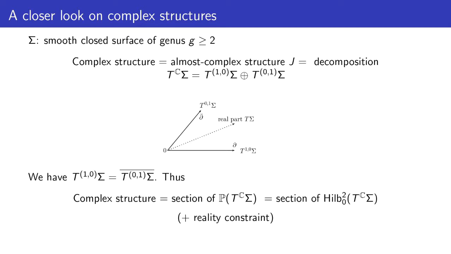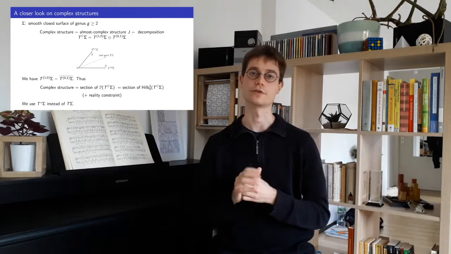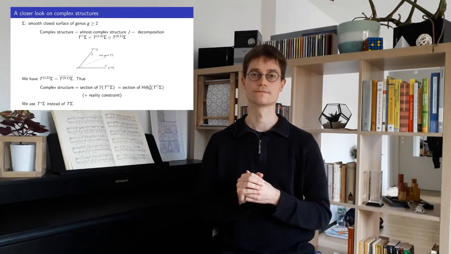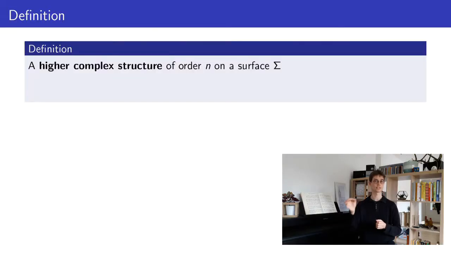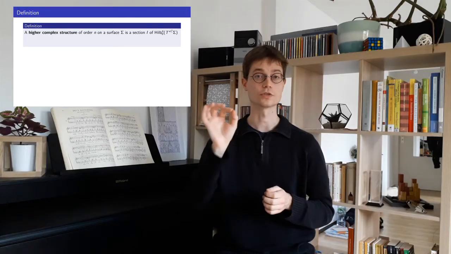But we have to change one thing. We will replace the tangent bundle by the cotangent bundle, because we will need the symplectic structure of the cotangent bundle later on. So here we go for the definition of the higher complex structure. The higher complex structure is a section of the zero fiber of the n-point Hilbert scheme applied to the complexified cotangent bundle. It is important to notice that you apply this fiber-wise.